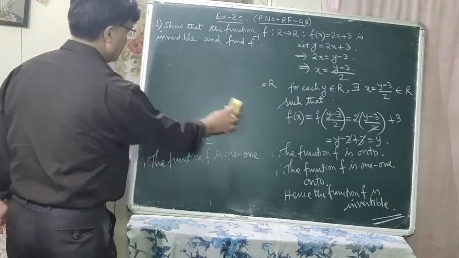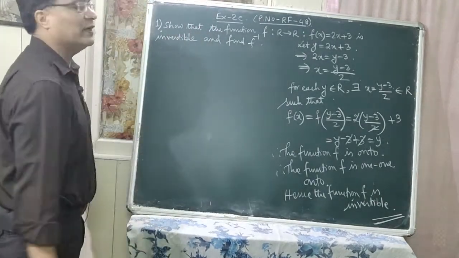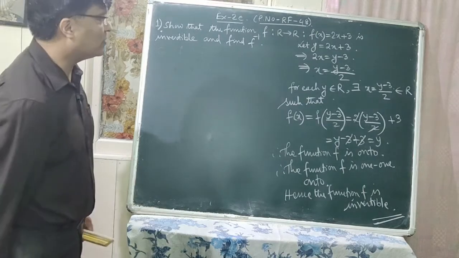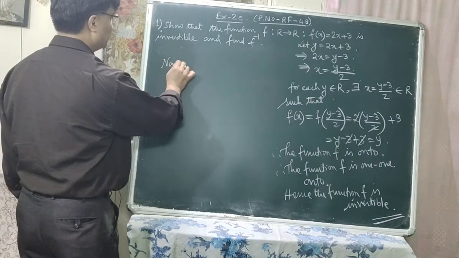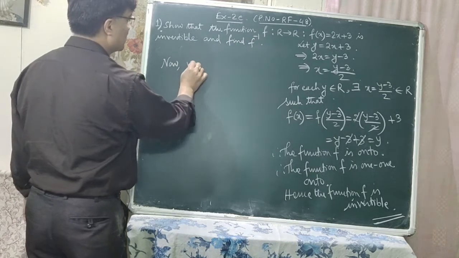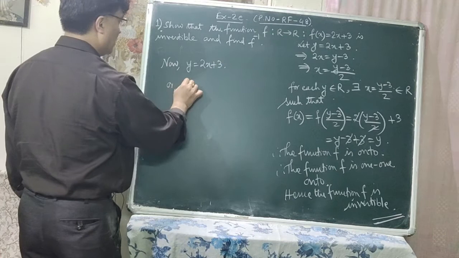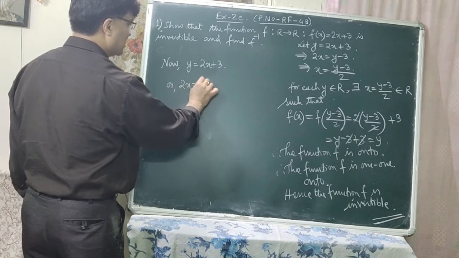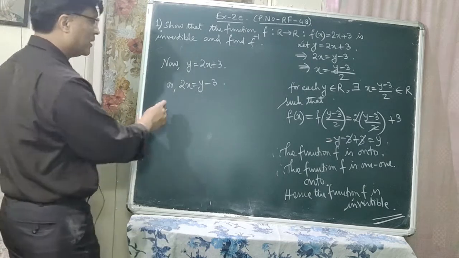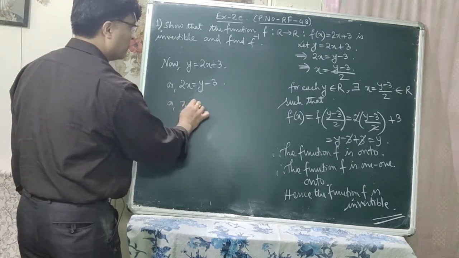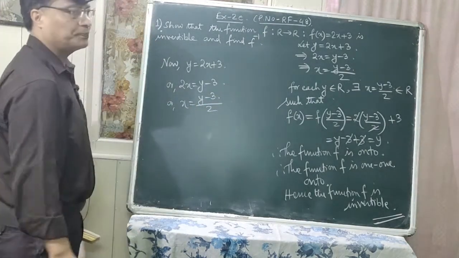Now what is to be calculated? You have to find out f inverse. So now again write down y is equal to 2x plus 3. So you can find out f inverse now. So 2x is equal to y minus 3, or what is the value for x? x is equal to y minus 3 divided by 2.